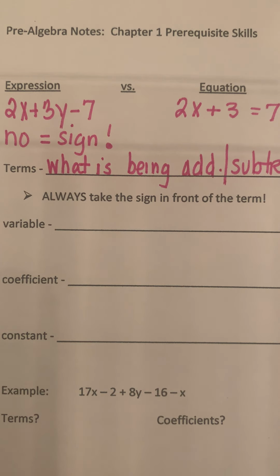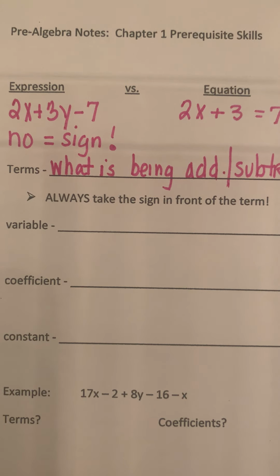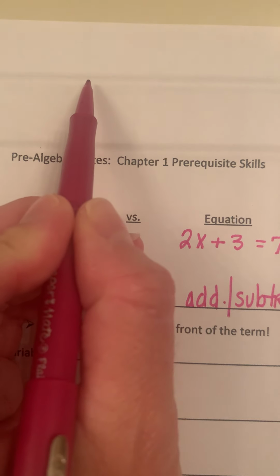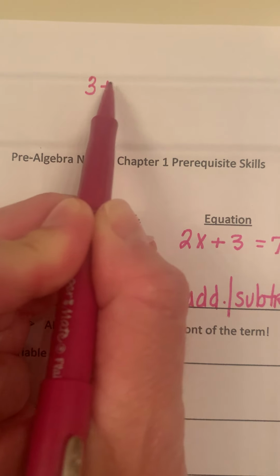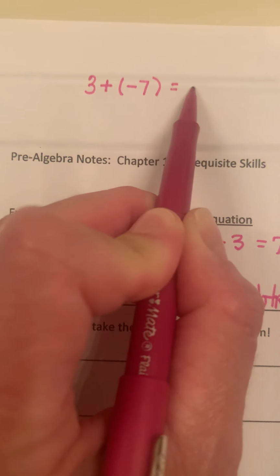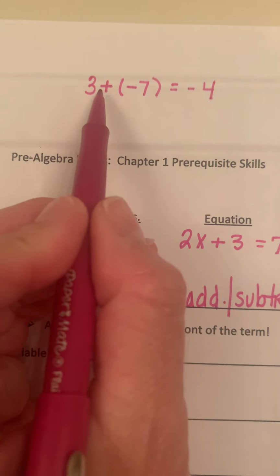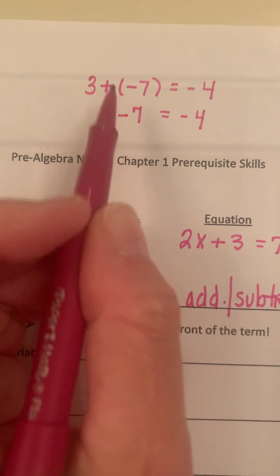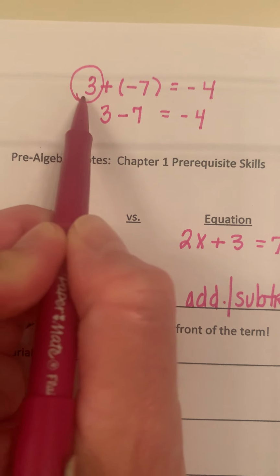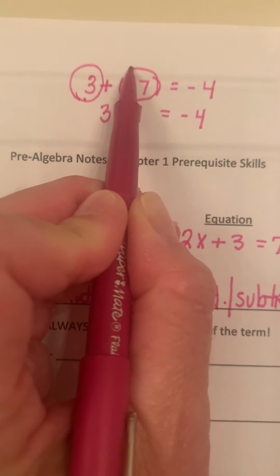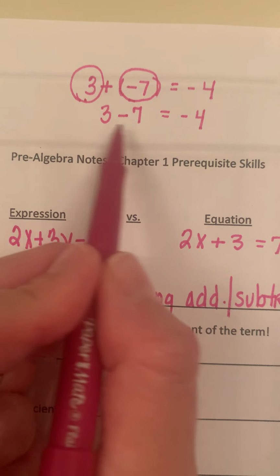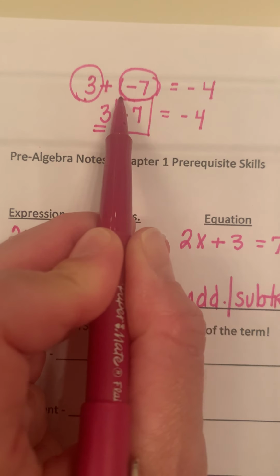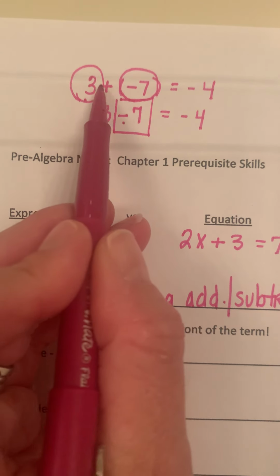When you're talking about a term, you always take the sign in front. If you think back to Math 7, if you had 3 plus a negative 7, you get -4, right? 3 plus a -7 is the same as saying 3 minus 7, which is -4. So when you're looking at this, 3 is positive. When you're looking at this, 7 is negative. When you're looking here, it's the same exact thing. This 3 is positive, but this 7 is negative. Subtraction is just another way of adding a negative.